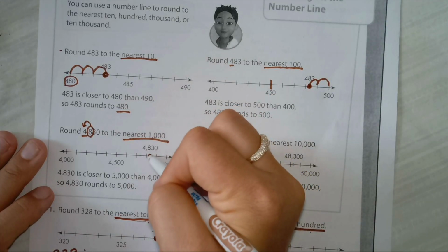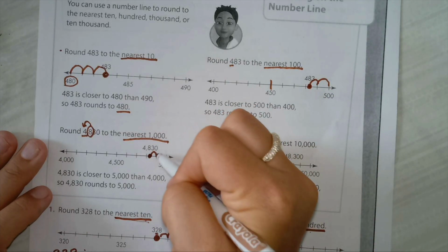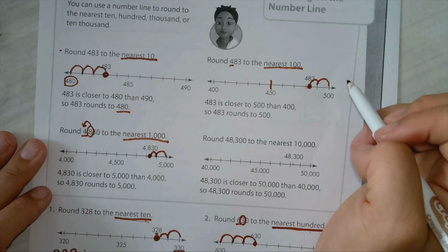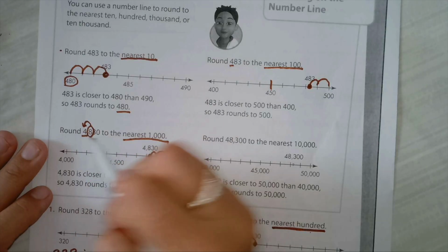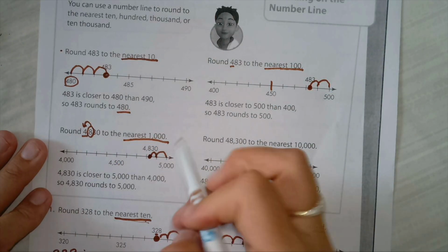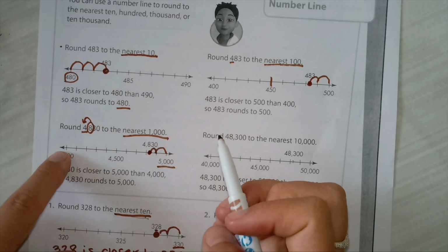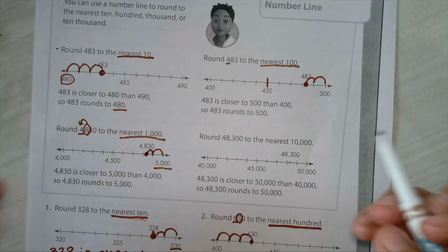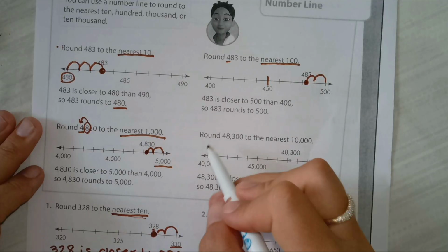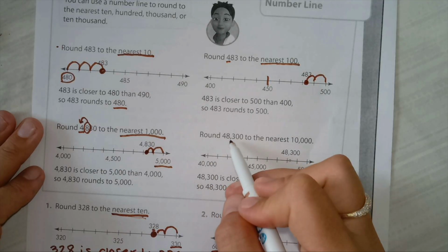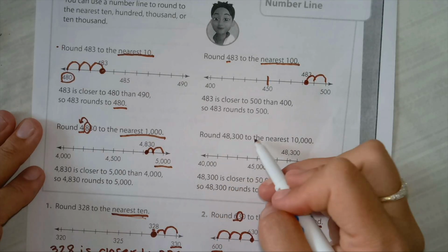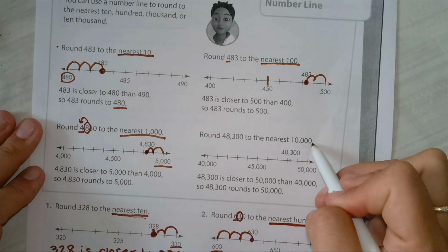4,830 is right here on the number line. Look how close to 5,000 he is. So yes, our song helps us know that we have to round up to 5,000. Because he's not going to travel all this way back. He wants to go the shortest distance. All right, round 48,300 to the nearest 10,000.